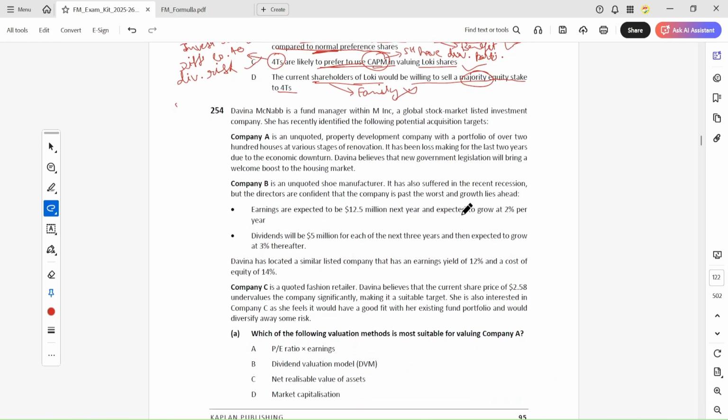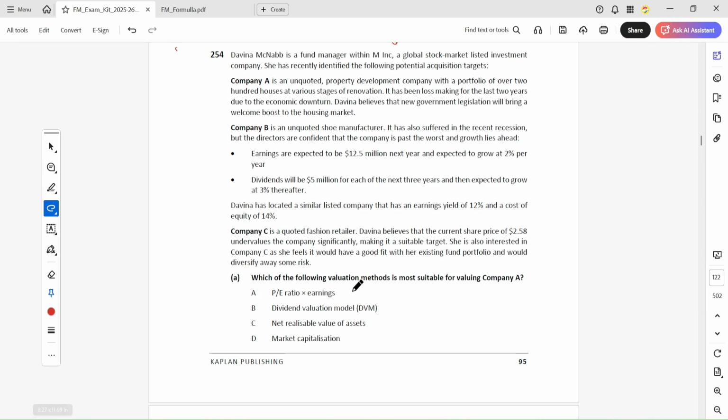Okay, let's start the next question. Davina McNav is a fund manager within MINC. MINC is an investment company which is listed on the global stock market. It's a listed investment company, and Davina is the fund manager of this company.